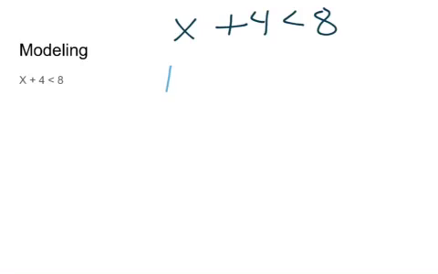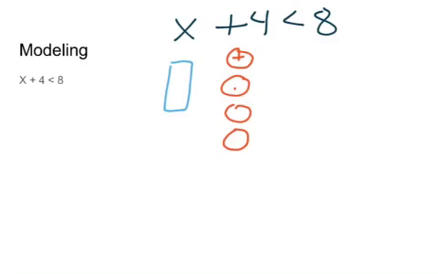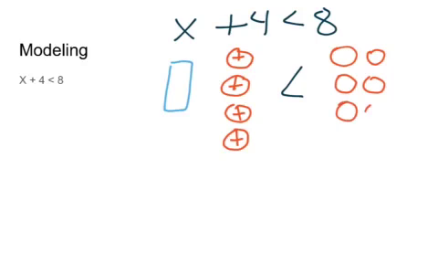I'm going to use a bar to represent x, and then I'll use circles, 4 circles, and let's identify these as positive circles, because that's x plus 4. It's a little hard to do here on this video with my pen, but we have x plus 4, and of course it is less than or equal to 8. So on this side then I would need 8 positives. Okay, so we've modeled the original inequality.